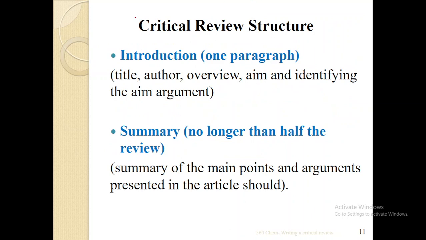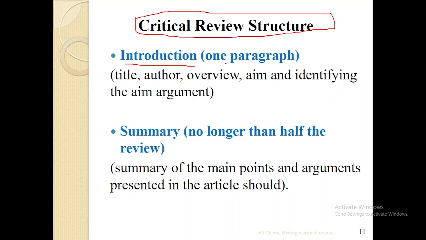As far as the structure of a critical review is concerned, which basically you have to do as well: first of all, you need to write the introduction, that is generally one paragraph, where you need to mention the title, the author, the overview, the aim of doing that review, and you have to identify the author's argument as well. Then you need to write the summary of that paper that you are reviewing, and it should be no longer than half of the review.